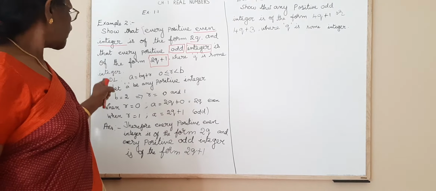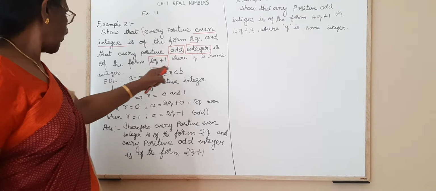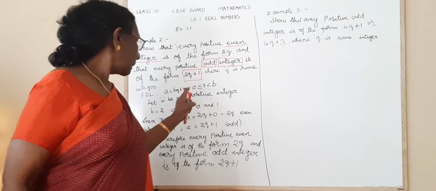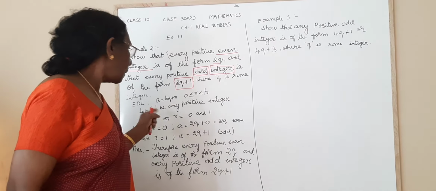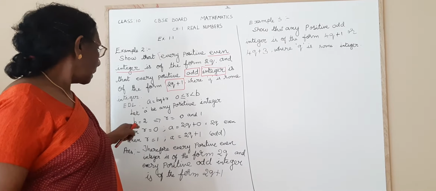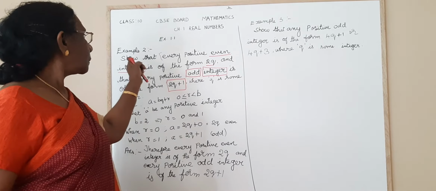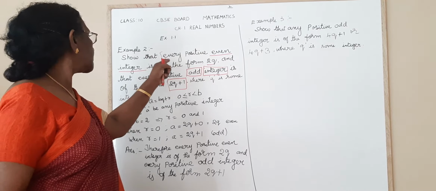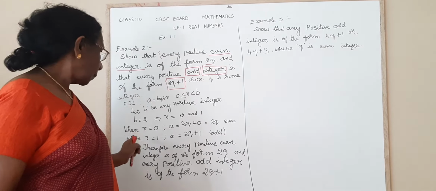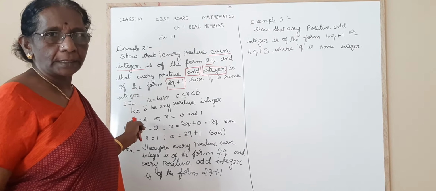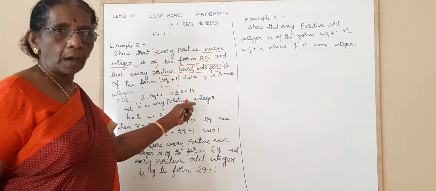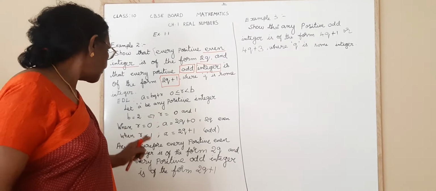So first we have done the Euclid's division lemma. Then we are selecting any positive integer as a, and we are selecting b. We have to prove that every even positive integer is of the form 2q. So we are selecting b as 2. And when the divisor is 2, the remainder will be 0 or 1 according to the given condition.